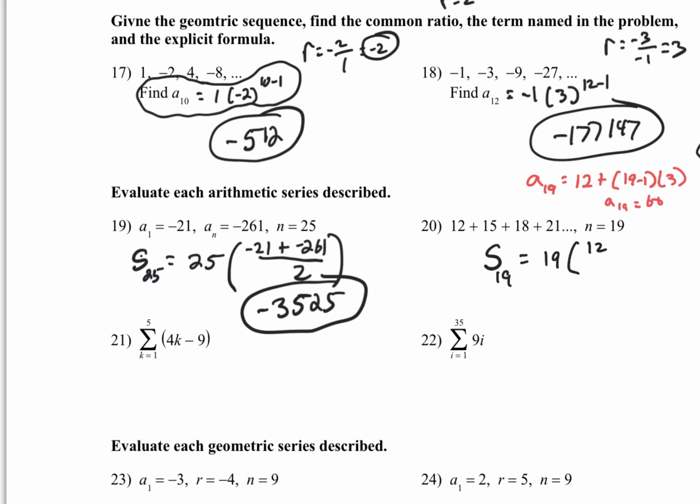So that's going to be 12 plus 66 divided by 2. So 12 plus 66, hit equals, hit divided by 2, hit times 19. And I got 740.